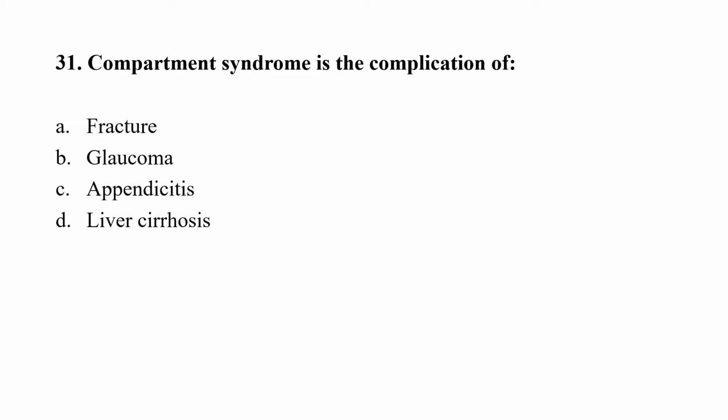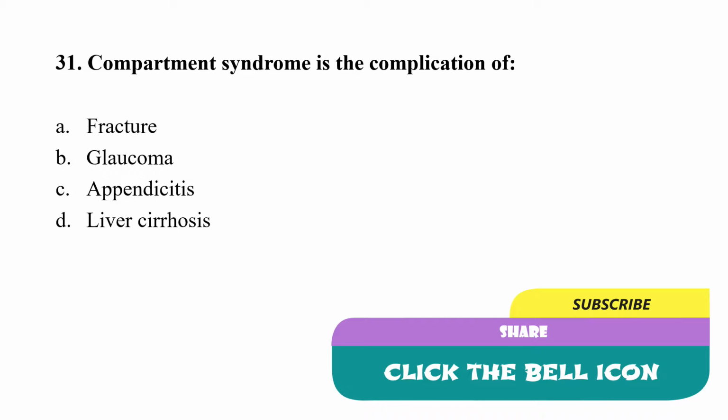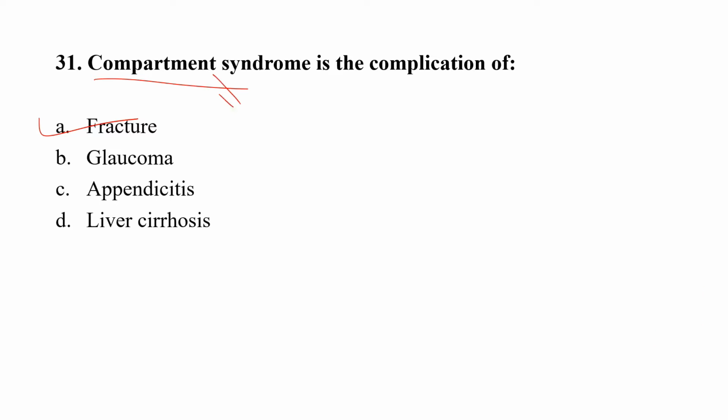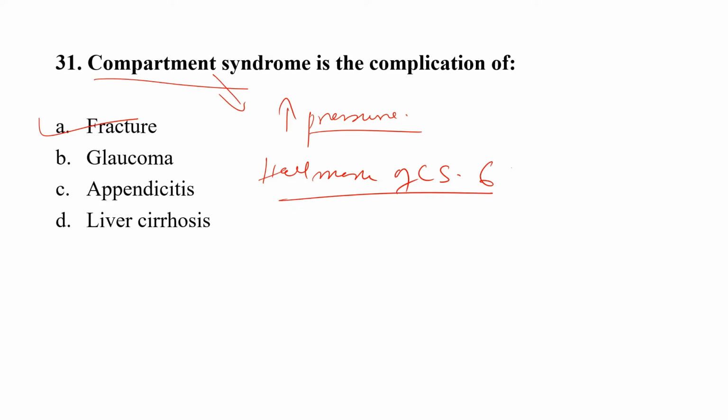Question number 31. Compartment syndrome is the complication of option A, fracture; option B, glaucoma; option C, appendicitis; option D, liver cirrhosis. The correct option here is option A, that is fracture. Compartment syndrome is a complication of fracture. It occurs when there is an excessive build-up of pressure in an enclosed muscle space due to a broken bone or fracture or due to a crush injury, and the hallmark of compartment syndrome is the 6 P's.